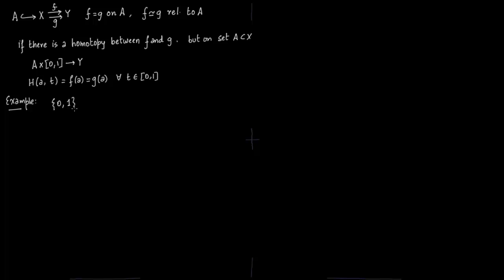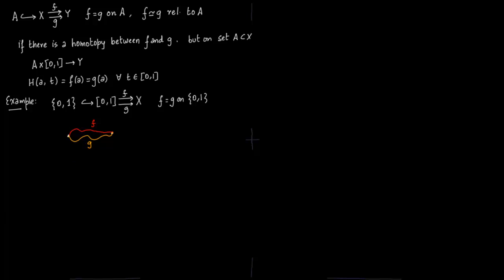So standard example is, say you have 2 points 0, 1. They are the boundary of the unit interval 0, 1. And the 0, 1 say goes into some space X. So we are now talking about path homotopies. So F is equal to G on this 0, 1 set. So you have, say, path F in red, and then in rust color you have path G.